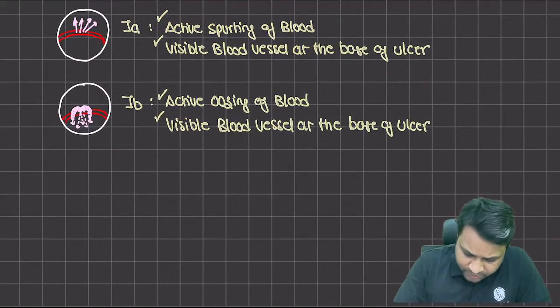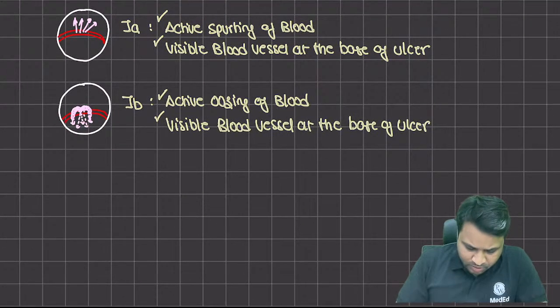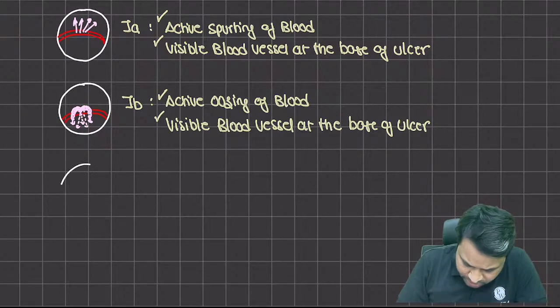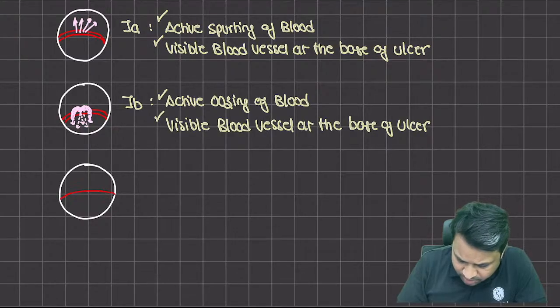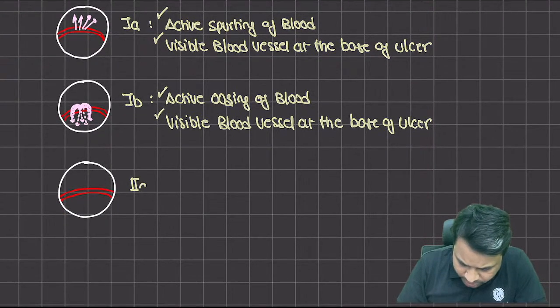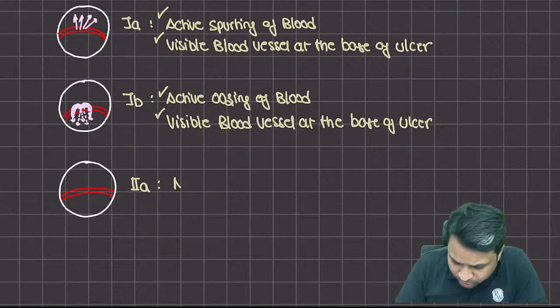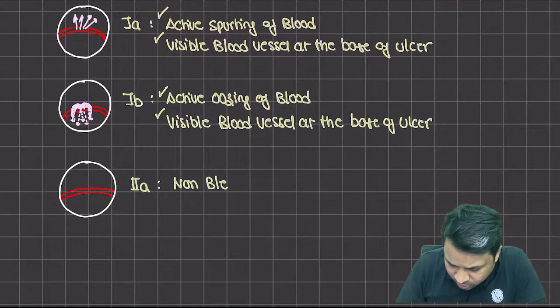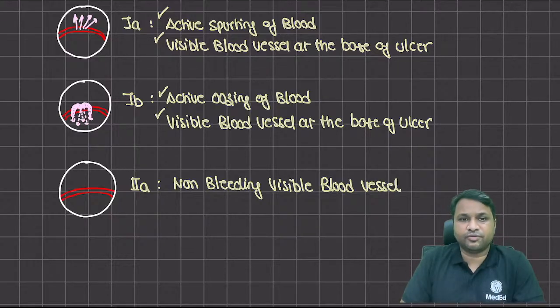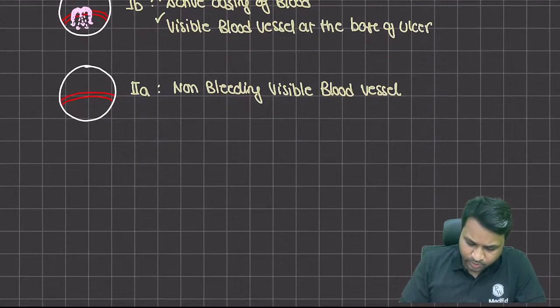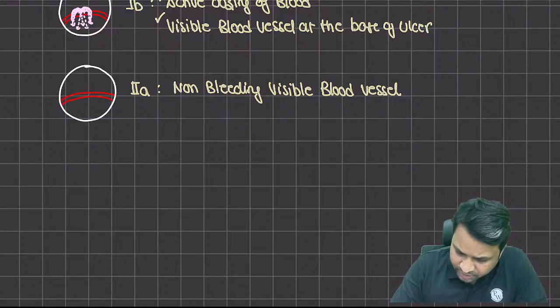The next that you have is a 2A variety. Now in a 2A variety, you will see the base of the ulcer. Logically, you should see there is a visible blood vessel, but there is no bleeding. And this is what we call a 2A ulcer. It is a non-bleeding visible blood vessel.